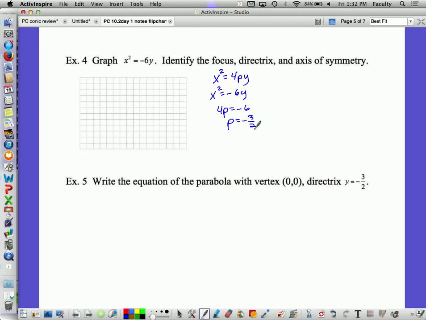All right, how does this one open? Up, down, left, or right? Down. This is going to open down. The vertex is 0, 0.